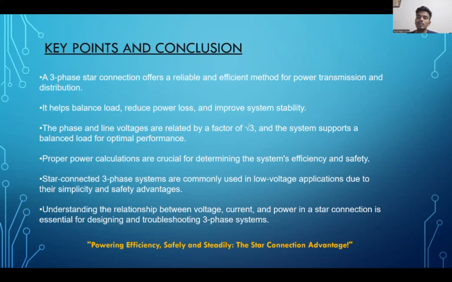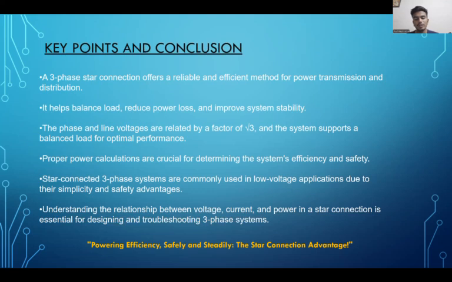In a star connection, one end of each of the three phases is connected to a common point called the neutral, while the other ends are connected to the load. This gives us a stable configuration. That is why it is used in residential areas.